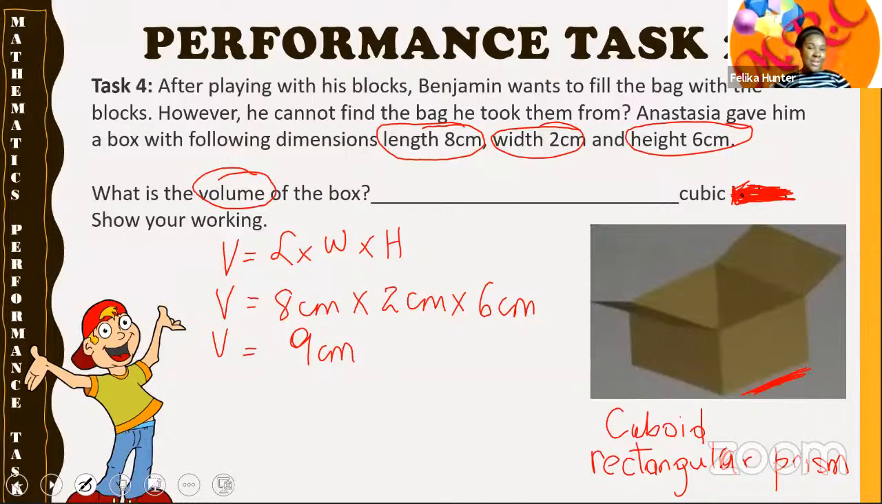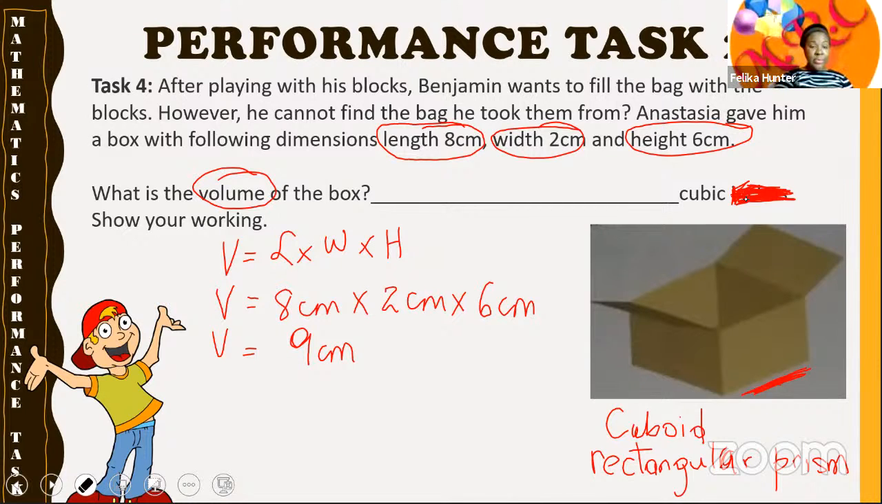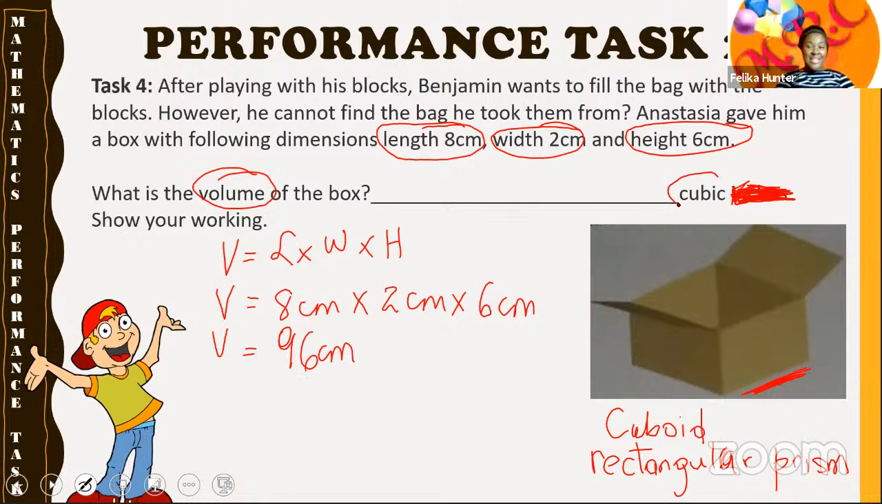Yes, Shekwan. You have 96 centimeters. Oh, thank you so much, Shekwan. So it's 96. Miss, it will just be 96 centimeters squared. Not squared. Let's look at the word here. 96 cubic. What does cubic stand for? What number represents cubic?